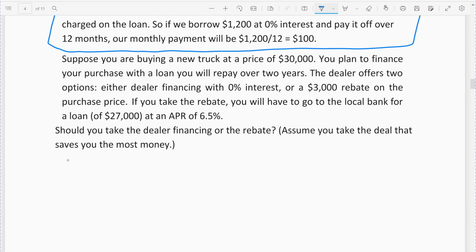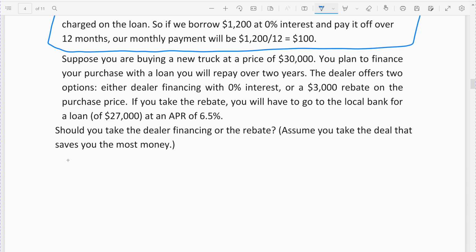Suppose that you're offered these 2 things. You're going to buy a new truck that costs about $30,000. You plan to finance your purchase with a loan that you'll repay over 2 years, so you're going to make a pretty quick payment back. The dealer offers you 2 options. Either you can get 0% interest or a $300 rebate. Rebate means they'll take $300 off of the cost of the car, so you're only going to pay $27,000.